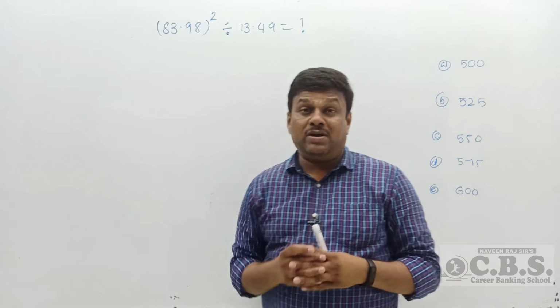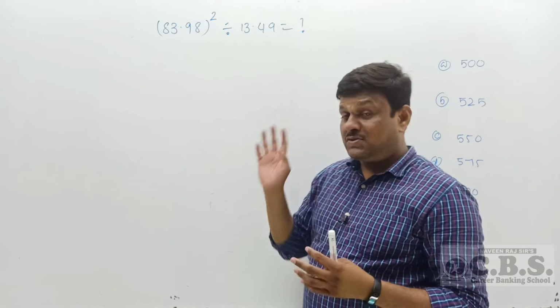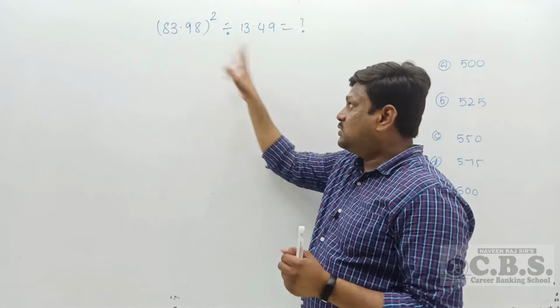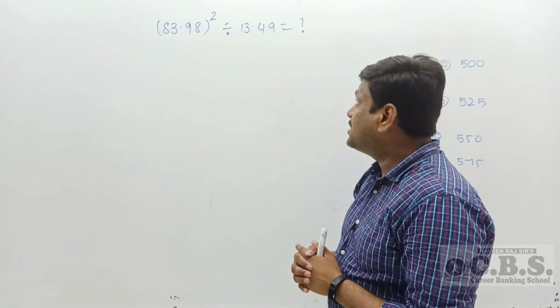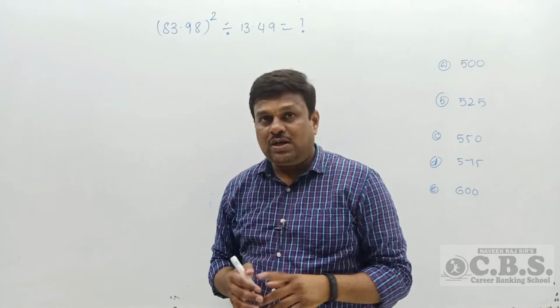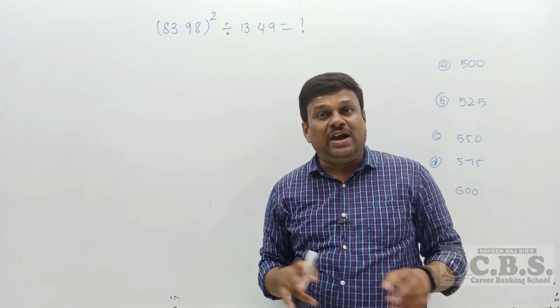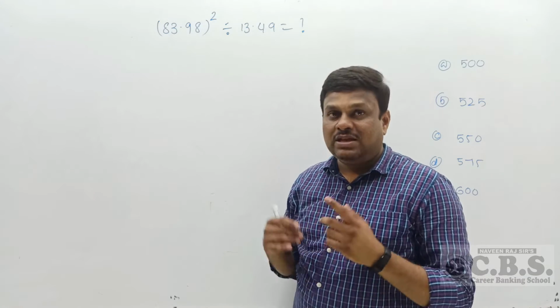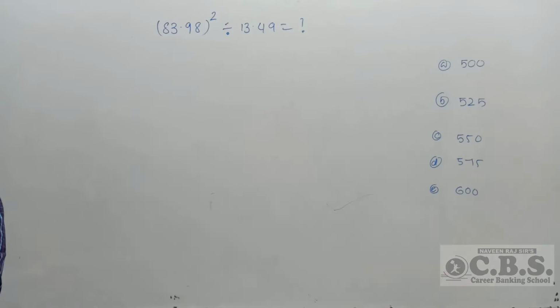Okay, this is a very important question. I just pause the time and answer this question and pause the video and post your answer in the comment box. What's your answer? 83.98 whole square divided by 13.49. What's your answer? Okay, so I just pause the video and I'll do the question. And you just remember what answer you got. Okay, then after, check my answer also.